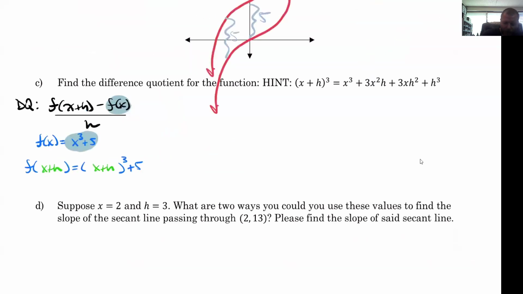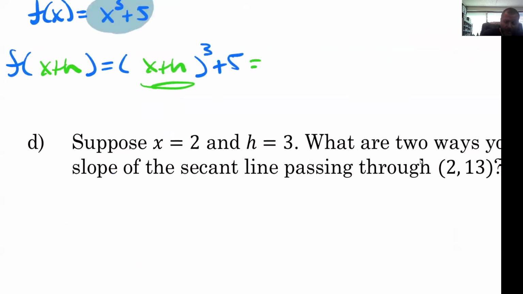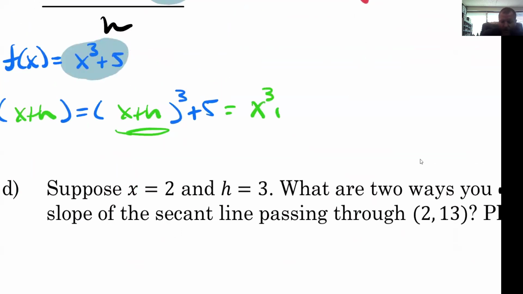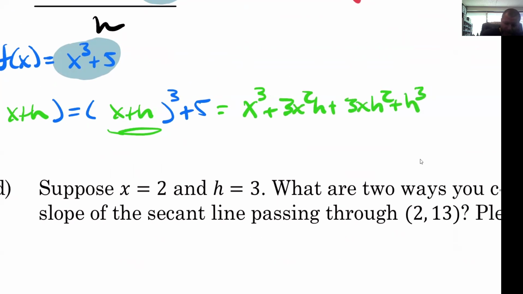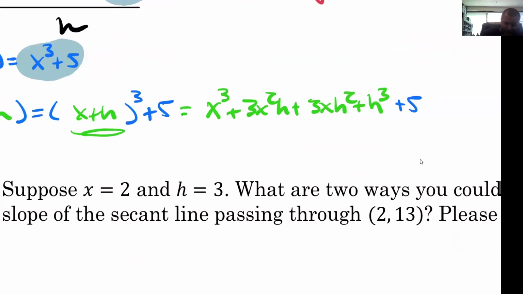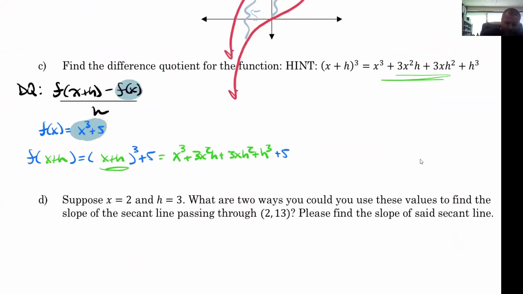Again, I told you what x plus h to the third power is. You don't have to expand that out. So this is going to equal x cubed plus 3x squared h plus 3xh squared plus h cubed. And don't forget that there's still that 5 hanging out at the end.